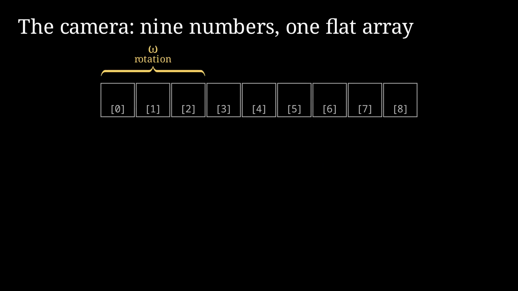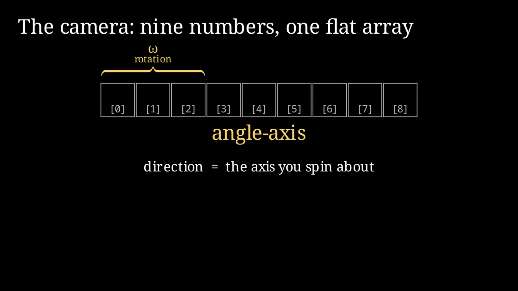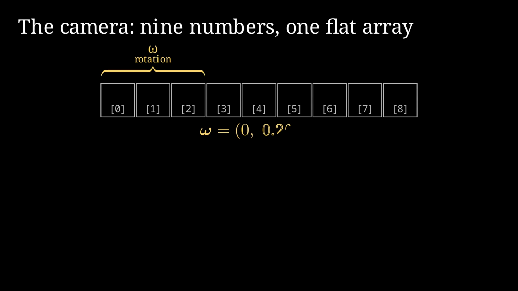It's called angle axis, and the trick is lovely. The direction of the vector is the axis you're spinning around, and its length is how far you spin, in radians. Concretely, omega equals naught, 0.26, naught. That vector points straight along y. So the axis is y, vertical, and its length is 0.26 radians, which is about 15 degrees. So turn 15 degrees about the vertical. That's a camera panning to the side. 3 numbers and you can read them.